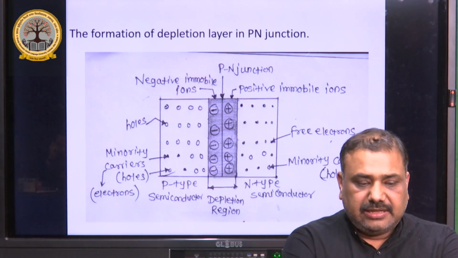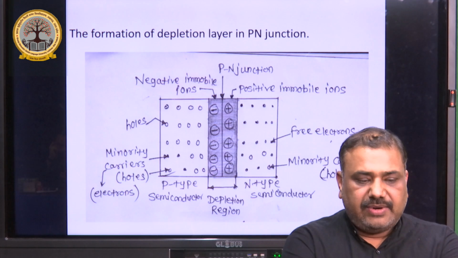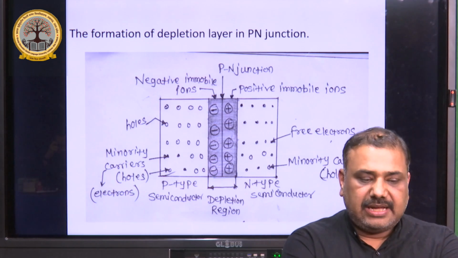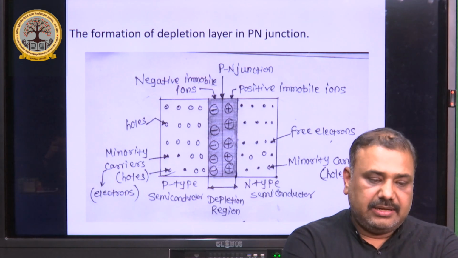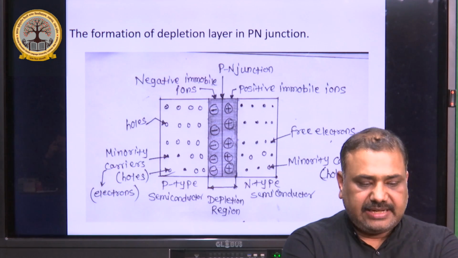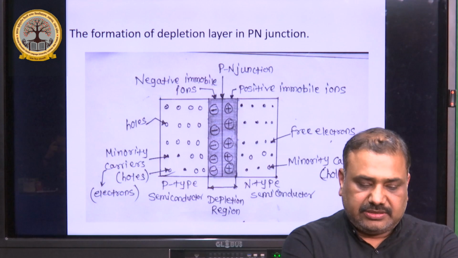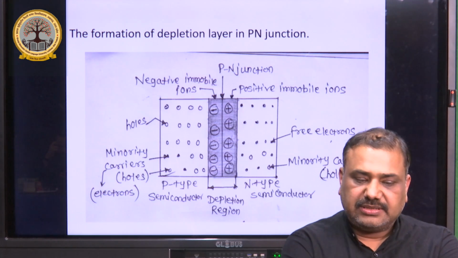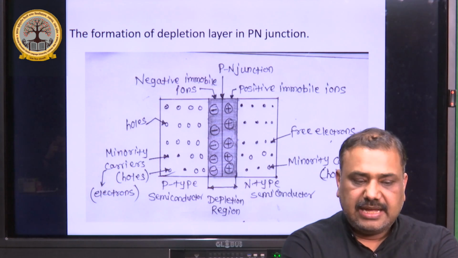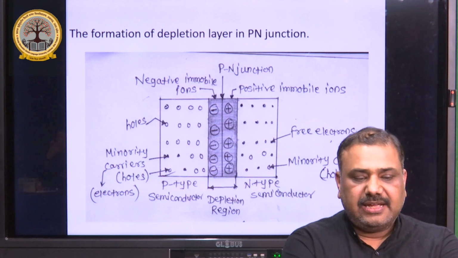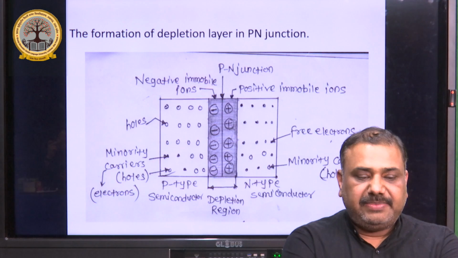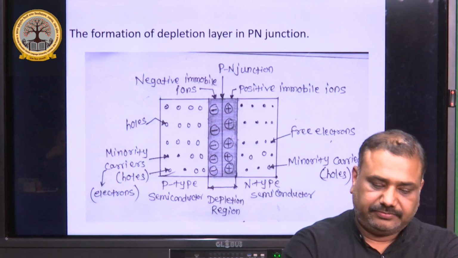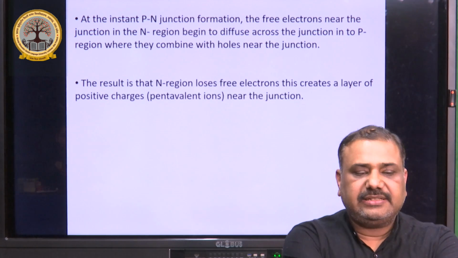The formation of the depletion layer in the PN junction, you can see with the help of this figure. It is divided into two parts. One is the negative immovable ions and the second is the positive immovable ions. On the negative ion side, you can see holes as majority carriers and electrons as minority carriers. On the positive ion side, you can see free electrons, and minority carriers, that are holes. In between, you can see a line that defines the PN junction, and below it is written depletion layer. The formation of the depletion layer is done.